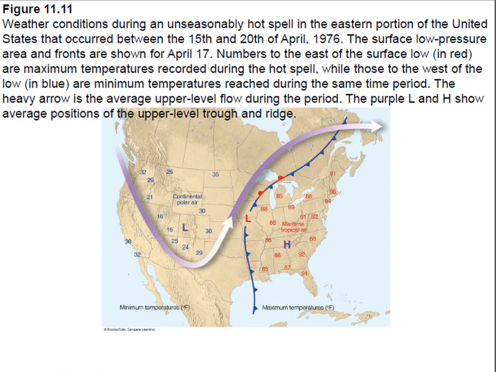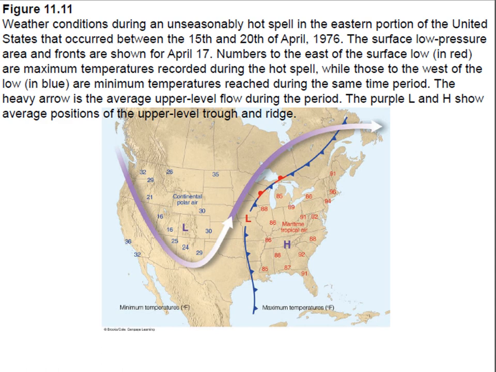Figure 8.10 from your book shows weather conditions during an unseasonably hot spell in the eastern portion of the United States that occurred between the 15th and 20th of April 1976. The surface low pressure area and fronts are shown for April 17th. Now, numbers to the east of this surface low, centered over the Missouri-Iowa border, in red are maximum temperatures recorded during the hot spell, while those to the west of the low in blue are minimum temperatures recorded during the same time period. And the heavy purple arrow is the average upper level flow during the period.